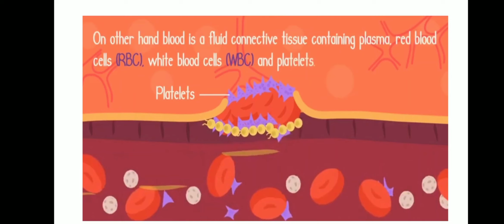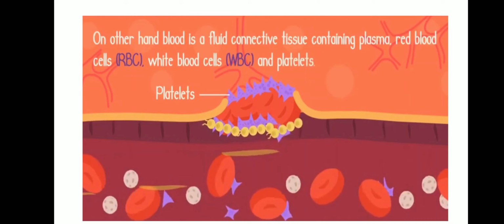Okay, and next is platelets. The platelets are minute anucleated, that means no nucleus, and fragile fragments of giant bone marrow cells. It is otherwise called as megakaryocytes. What is the purpose? This is helpful in blood clotting mechanism.